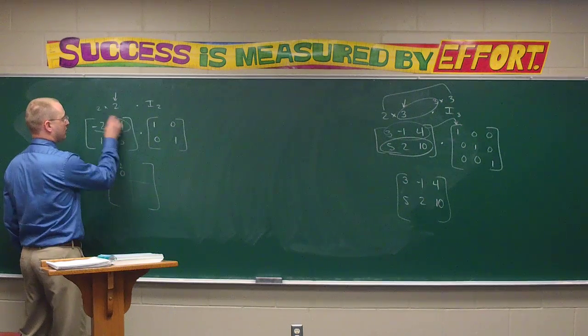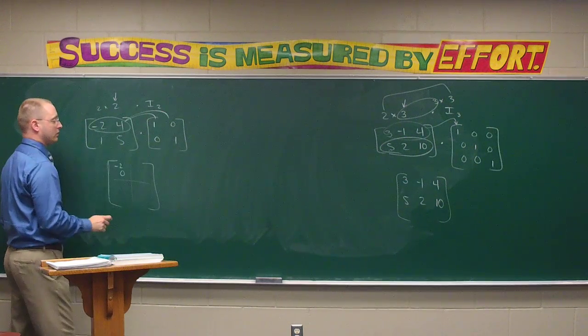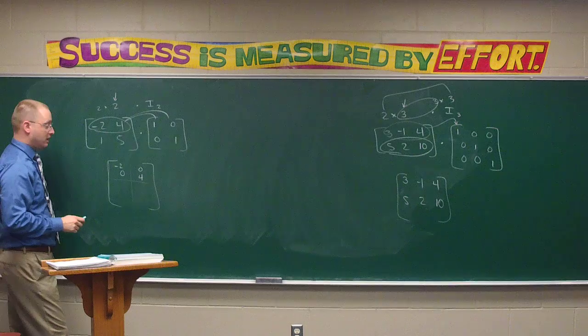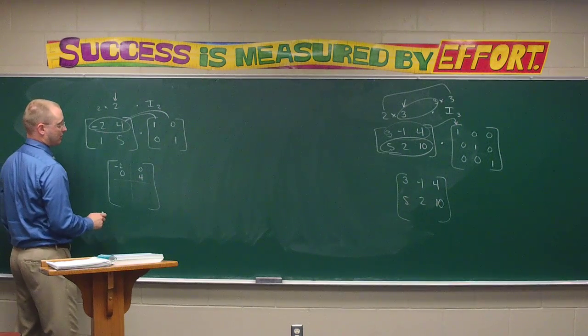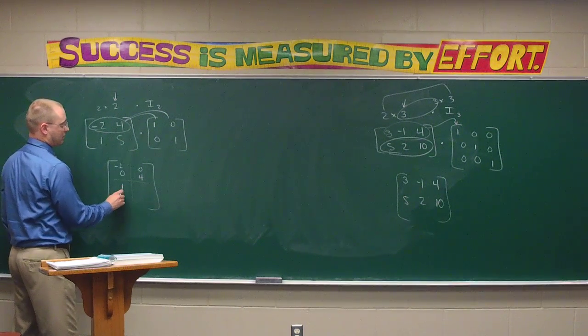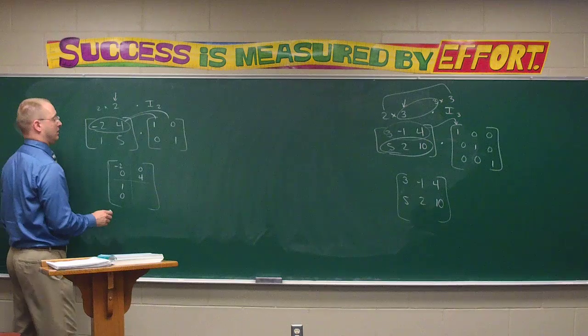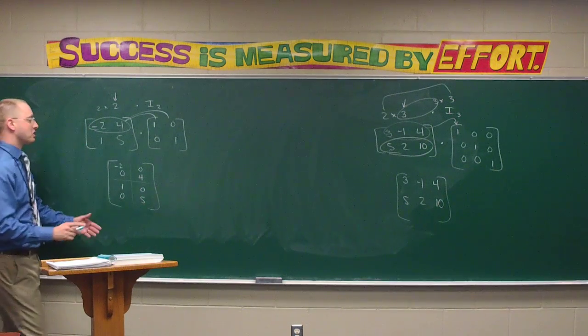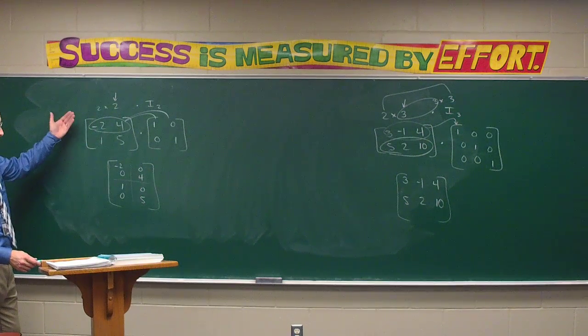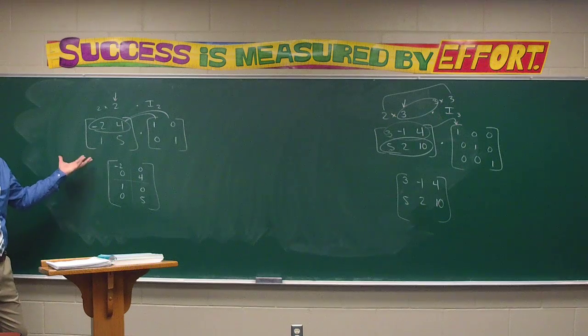It equals 4. Yeah, 0, 4. Then the next one's Maddie, 1, 0. And then the next one's Brandon, 0, 5. 0, 5. And obviously you can see you're going to get what class? -2, 4, 1, 5, right? The same thing you started with.